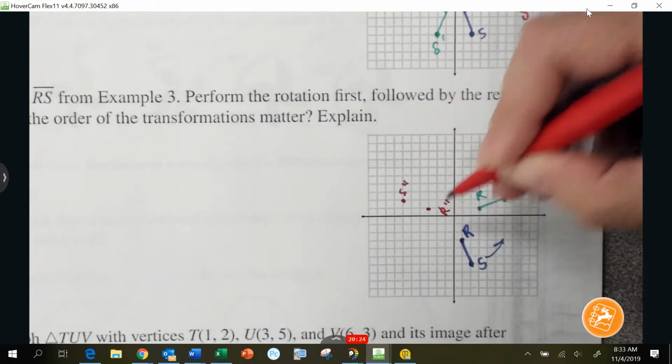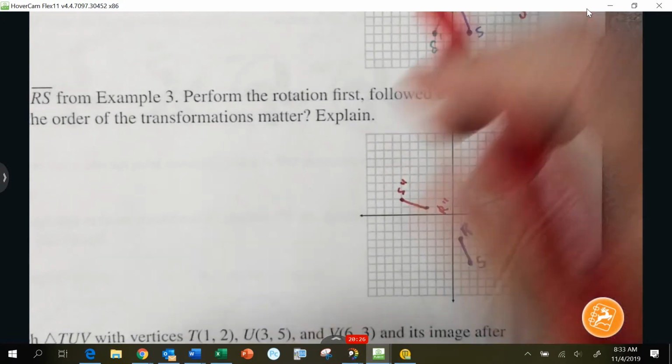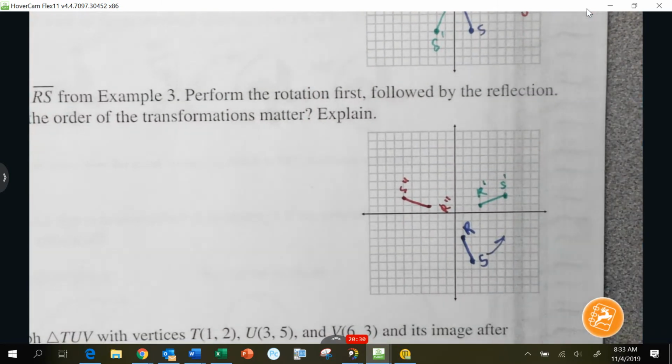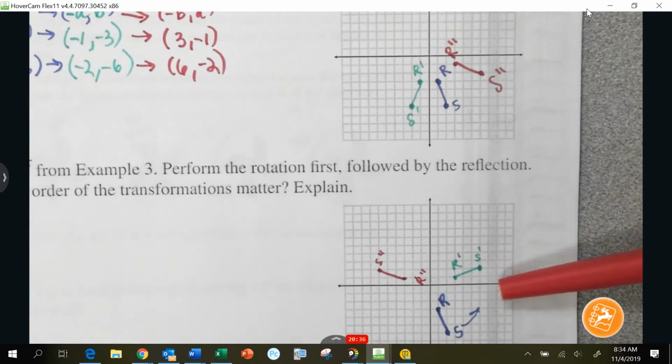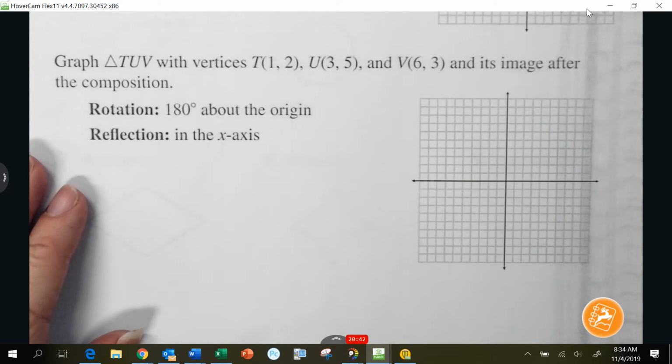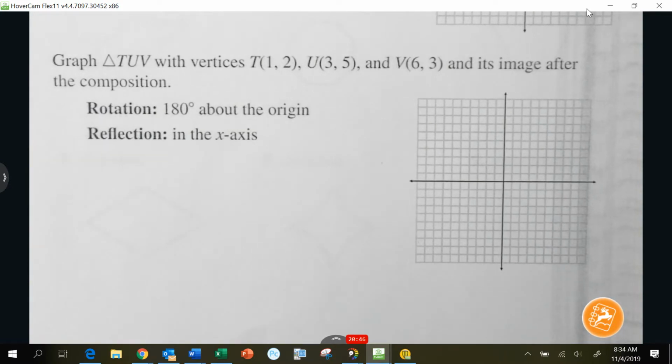Oops, double prime. Not even close to where the first one ended up, huh? So the order does matter. It needs to go in the order that it's given to you. You saw me do it right here. These are not the same. Okay, you try. Graph triangle TUV with vertices 1, 2, 3, 5, 6, 3.